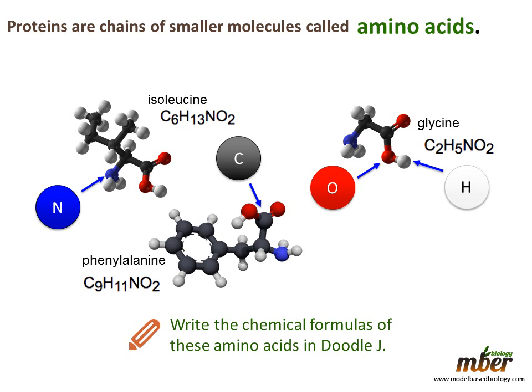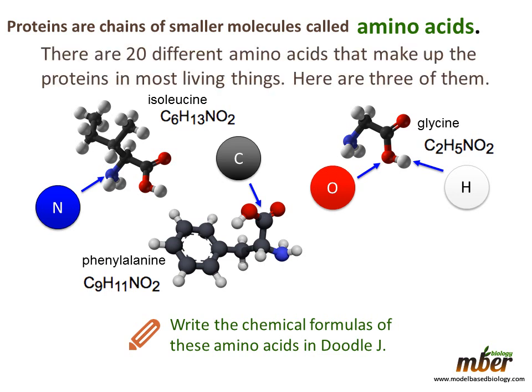Glycine. And again, as you look at these formulas, just look at the ratios of the carbons, hydrogens, nitrogens, oxygens to each other. Those are all key differentiation parts among these different amino acids. Okay, go ahead and put me on pause and write in your formulas. Oh, one more piece. There's 20 different amino acids that make up the proteins in most living things. Here are 3 of them. I think that was supposed to be at the beginning. Anyway, let's go to the next one.